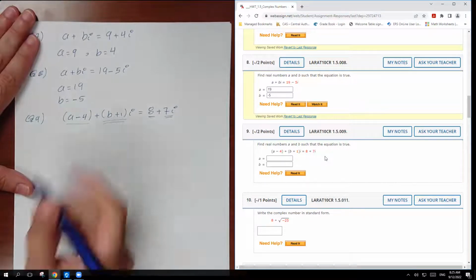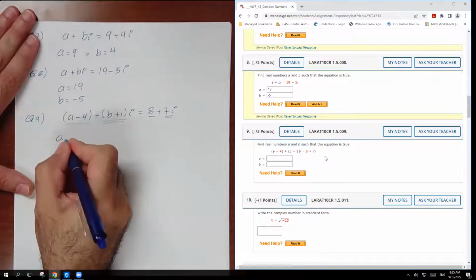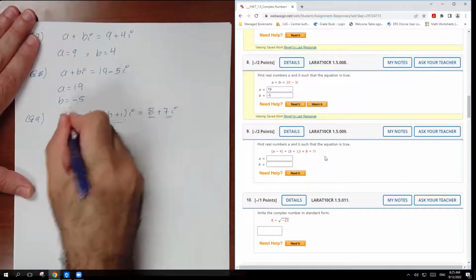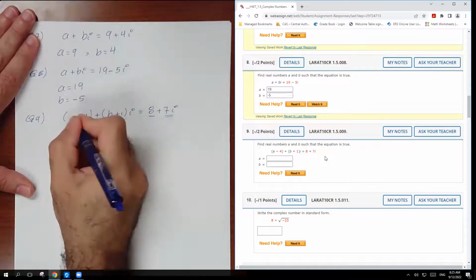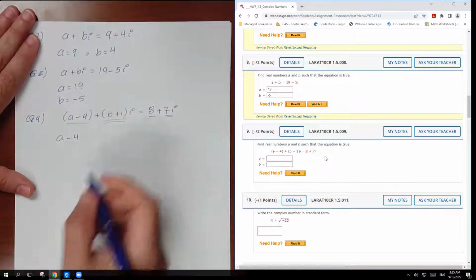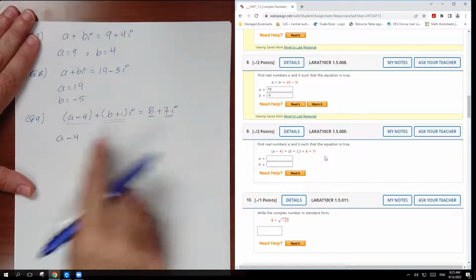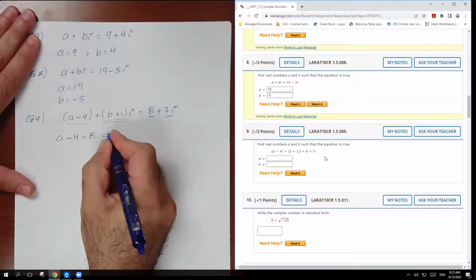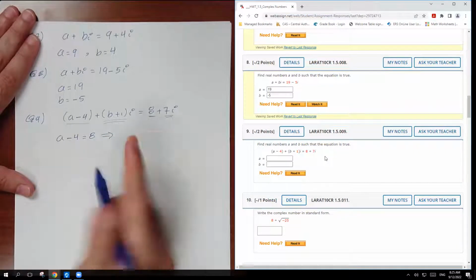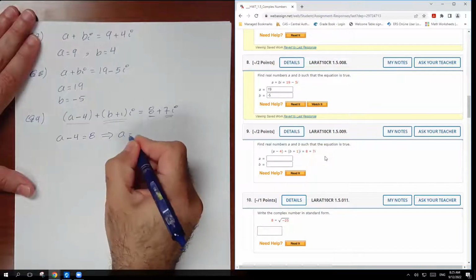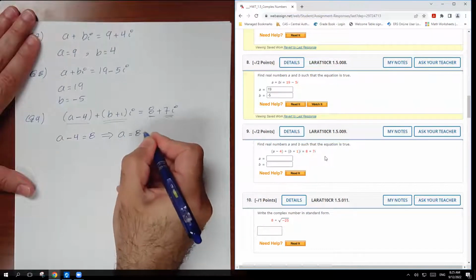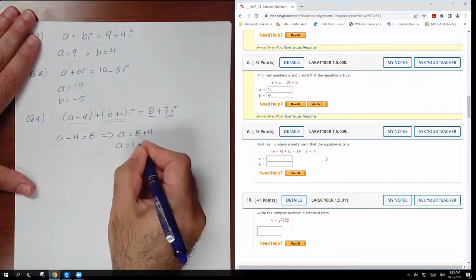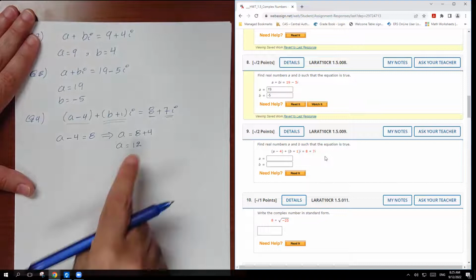So what I'm going to do, I'm going to say A minus 4, which is the real part, equals 8. Then I need to solve this one. I'm going to add 4 to both sides. It's going to be A equals 8 plus 4. So A is going to be equal to 12. So this is the value of A.